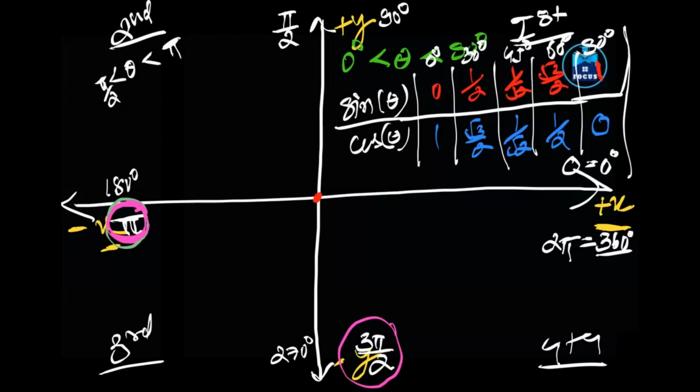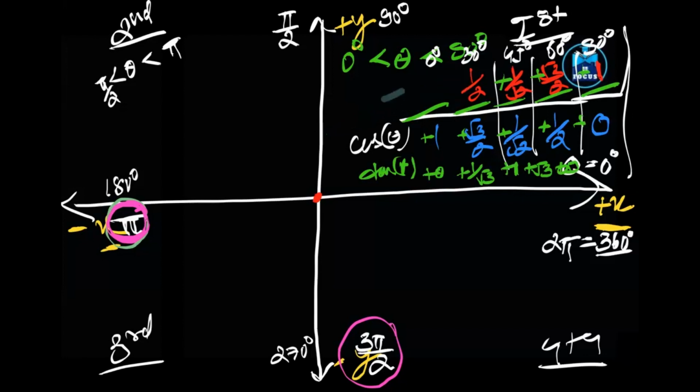Yes. Okay. And you can simply observe that all these values are positive, right? If you divide these two, you will obtain the values for tan theta, which would also come as positive. And for that, 0, then 1 by root 3, 1, root 3, and infinity. All are positive values.